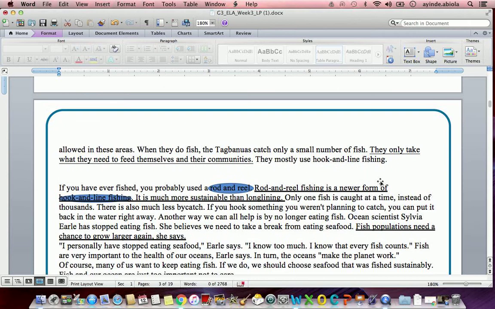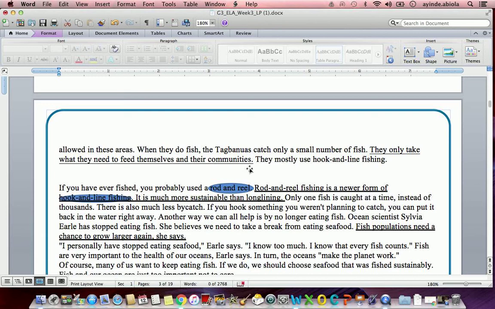I did have one more thing underlined. It says they only take what they need to feed themselves and their communities. Again, that's really just an example of sustainable fishing. So I kind of capture that in the first few sentences of the paragraph again.